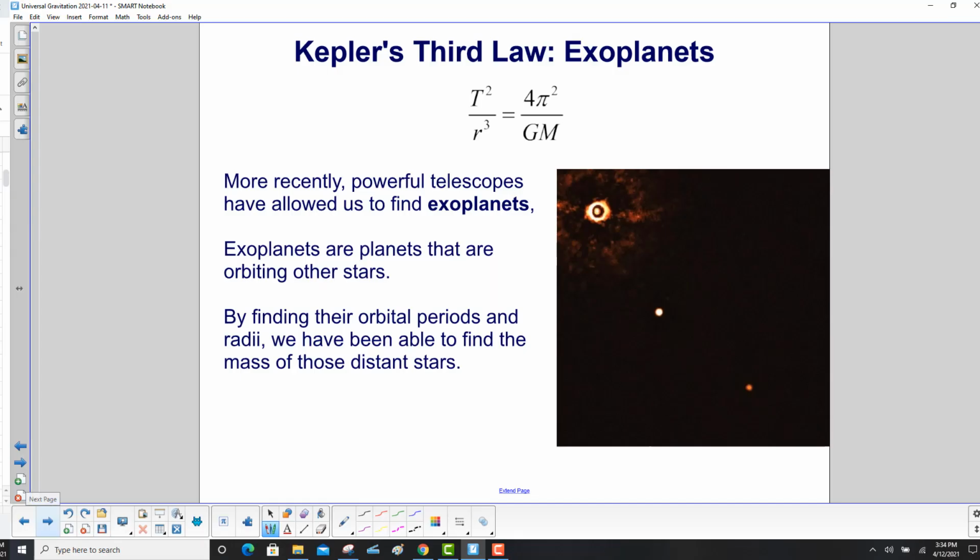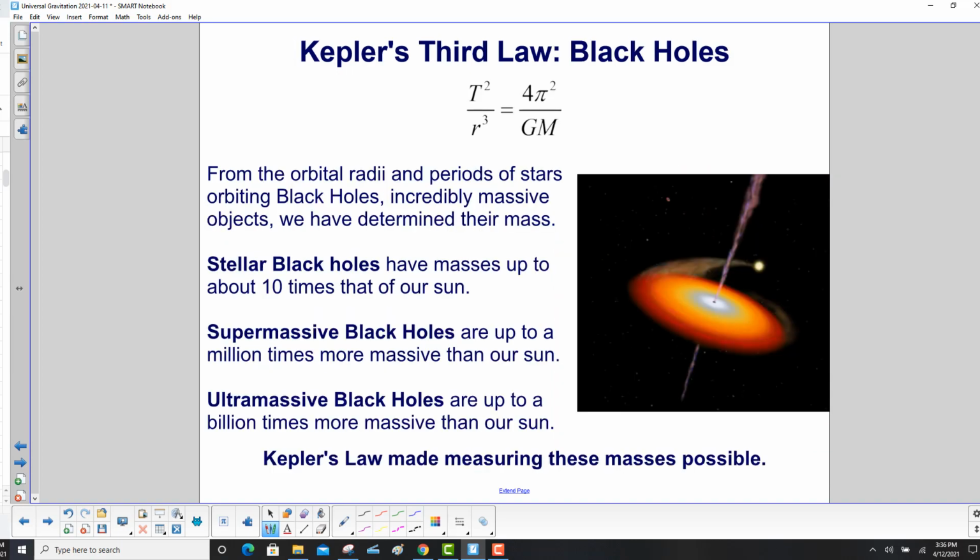More recently, powerful telescopes have allowed us to find exoplanets. Exoplanets are planets that are orbiting other stars. By finding their orbital periods and radii, we have been able to find the mass of those distant stars. From the orbital radii and periods of stars orbiting black holes, which are incredibly massive objects, we've determined their mass.